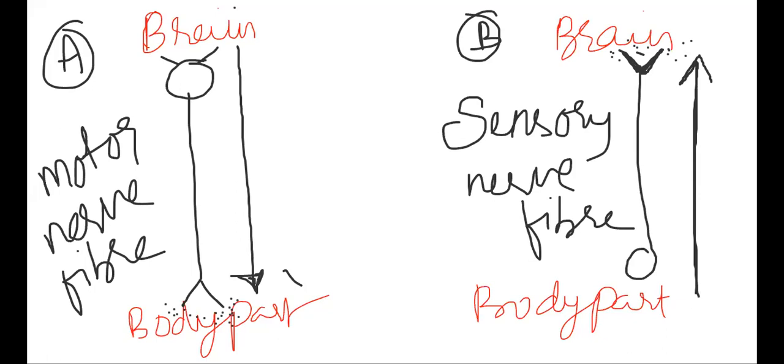Sensory. From brain to the body part, what do you call? It is said to be motor nerve fiber. From brain to the body part, we say motor nerve fiber. From body part to the brain, we say sensory nerve fiber. Okay, so that we need to learn.